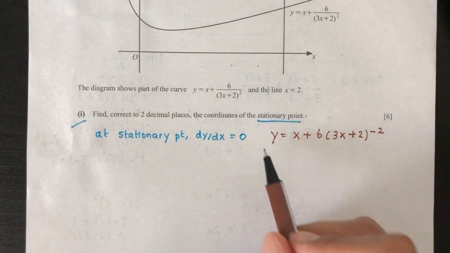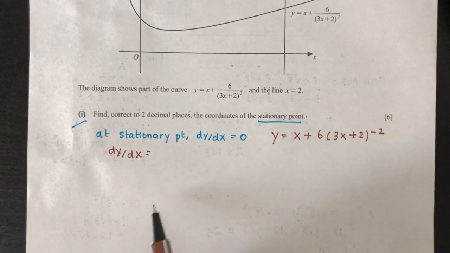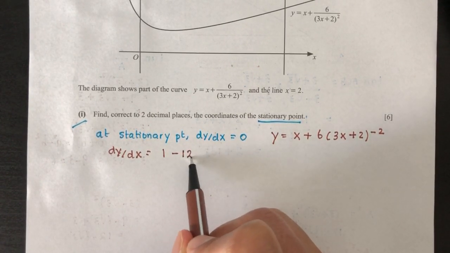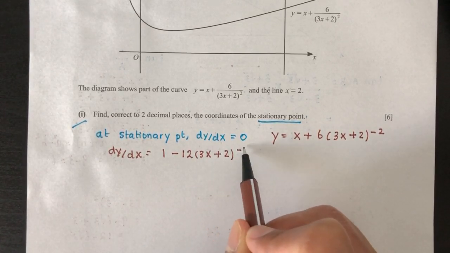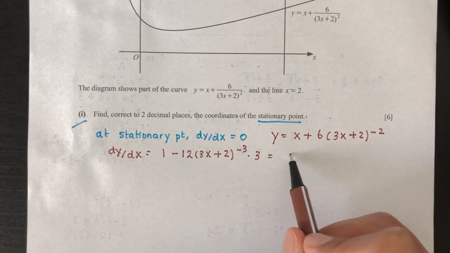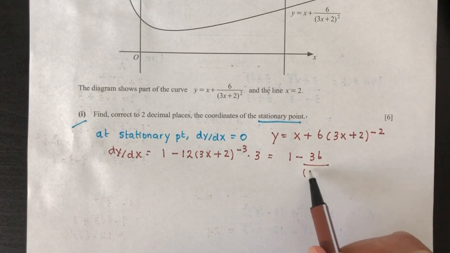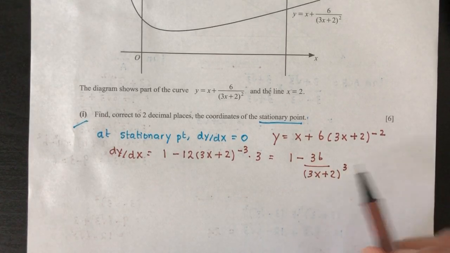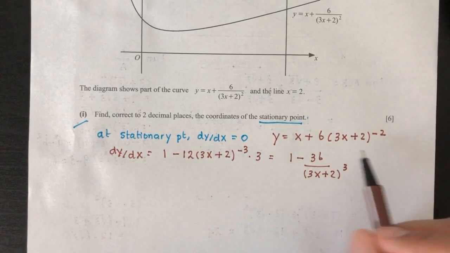Now dy by dx will be 1 minus 12 times (3x plus 2) to the power minus 3, times 3. That will become 1 minus 36 over (3x plus 2) to the power 3. This is dy by dx. You have to equate that to 0.